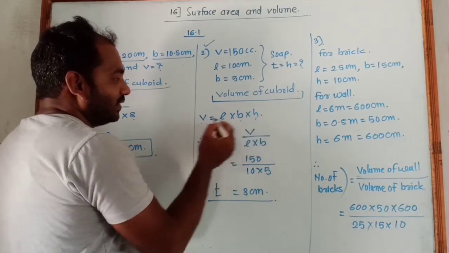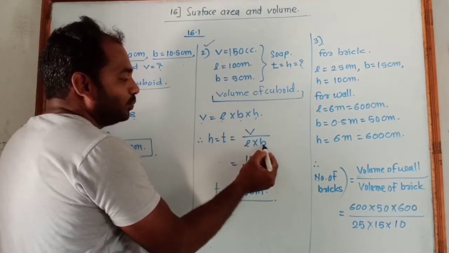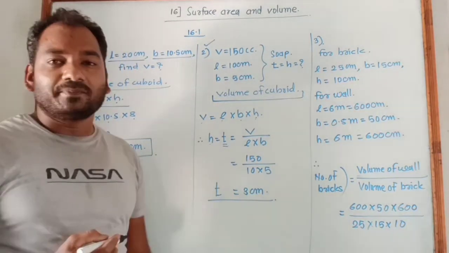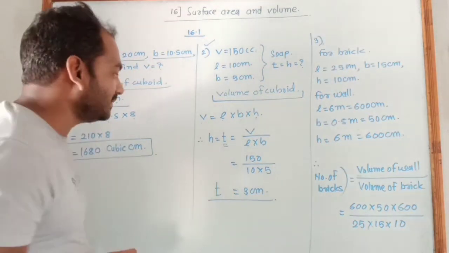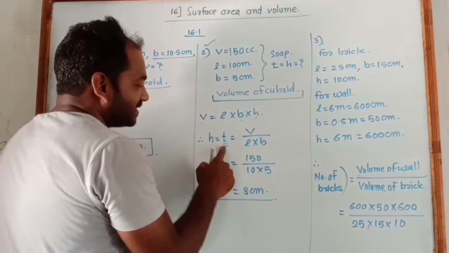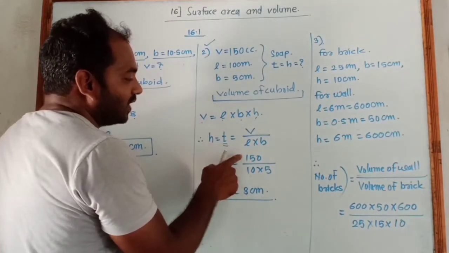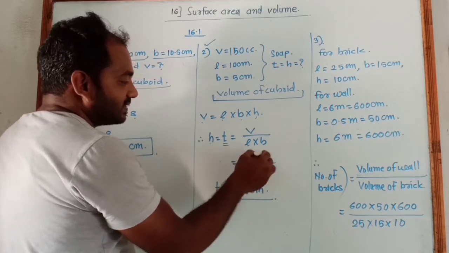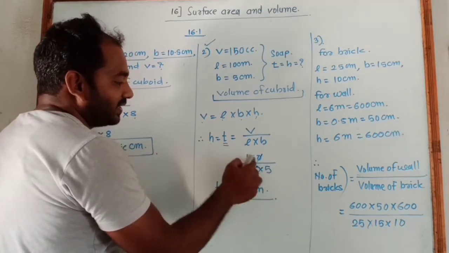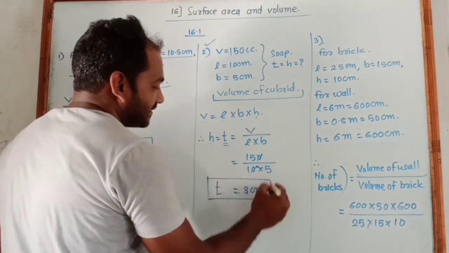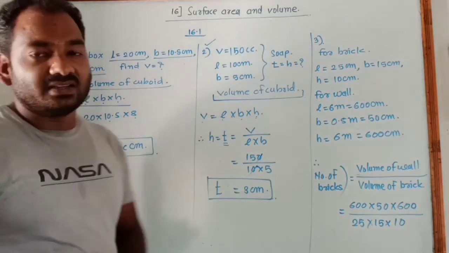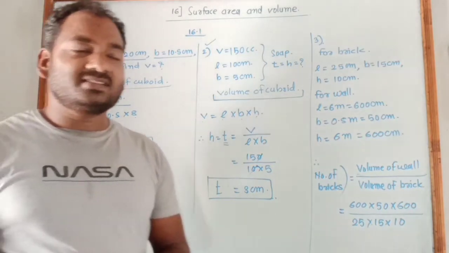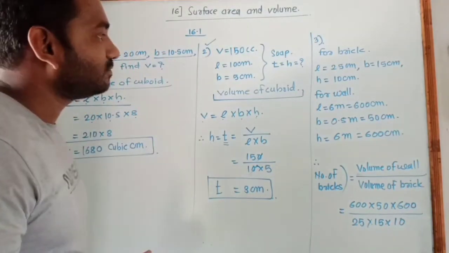So H is equal to V upon L into B, where H is the thickness, T. For thickness you can use the small letter t. So H, that means the thickness, is equal to 150 upon 10 into 5. When we solve this, we cancel the 0, and 5 3s are 15, that is 3 centimeter thickness. The soap has 3 centimeter thickness. Okay, move on to the next and last important problem here.